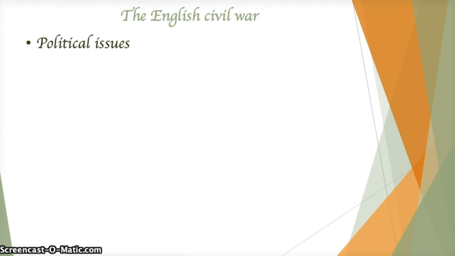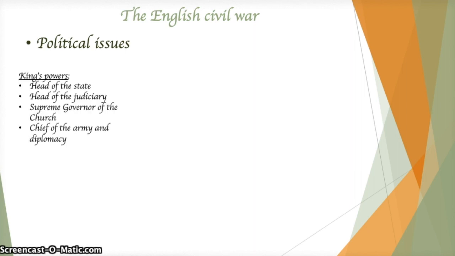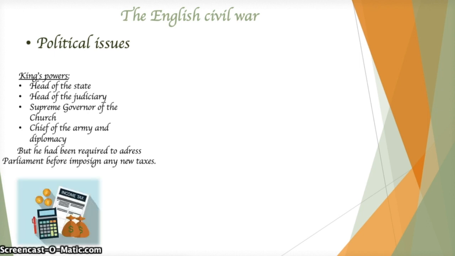You have to know that originally English monarchs had a lot of powers. The monarch was the head of the state, of the judiciary, the supreme governor of the Church of England, and ruled over the military and diplomacy. Any law voted by Parliament needed the king's approval. However, since the 12th century, monarchs had been required to address Parliament before imposing any new taxes. Please, note that last point, it will be important later.